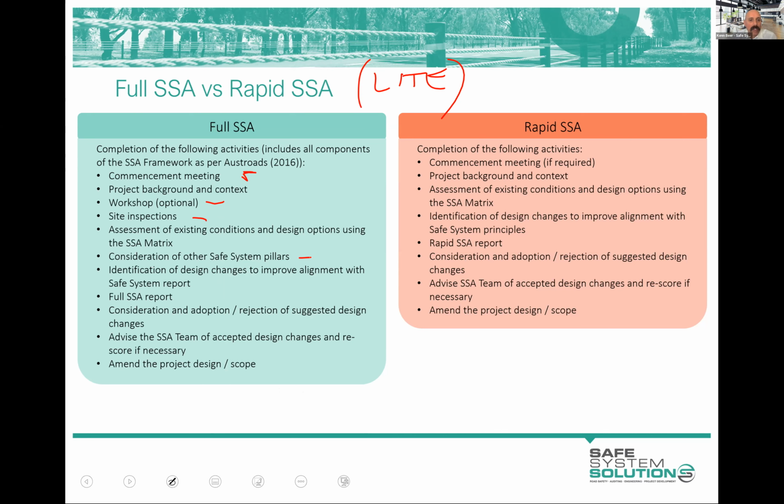Identification of design changes to improve alignment with safe system. So you're going to do that in both. The reporting is a little bit lighter in the rapid. And then the project team still considers changing things. If you want rescoring, you do that. And of course, you amend the project scope accordingly.